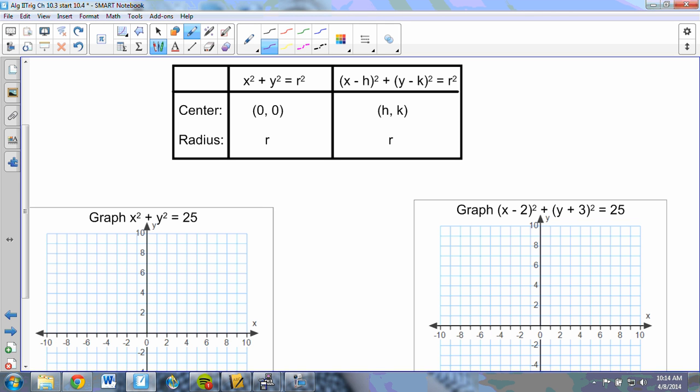I'm going to graph x squared plus y squared equals 25. 25 is my r squared. R squared is 25 in this problem. R stands for the radius. Well, if r squared is 25, then r is 5. Really, it's plus or minus 5 when I square root both sides, but for graphing we'll count the 5.